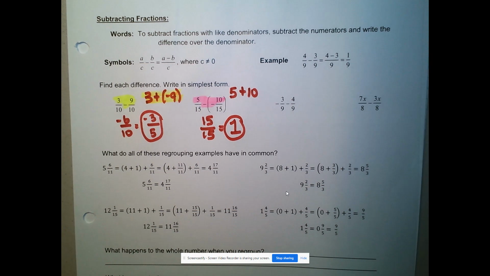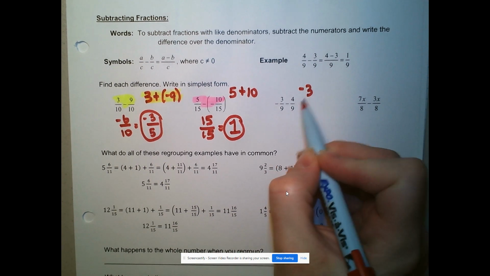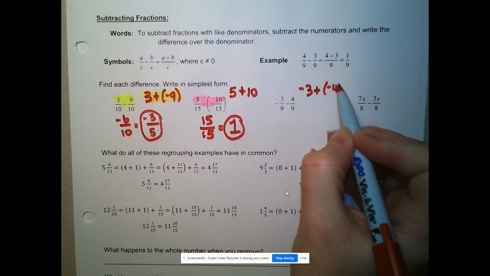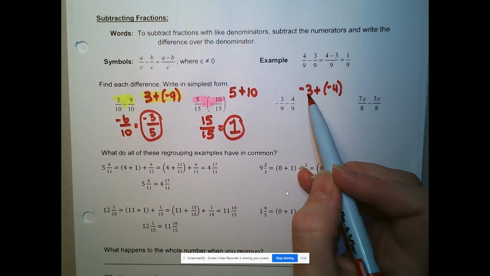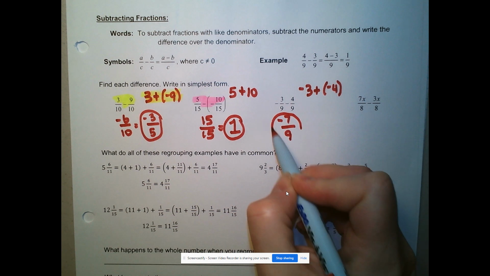Great. Negative 3/9 minus 4/9. So that is a negative 3. We're going to change it from subtraction to addition. Instead of a 4, we're going to add the opposite, which is negative 4. So now the signs are the same. Negative 3 and negative 4 makes negative 7/9.